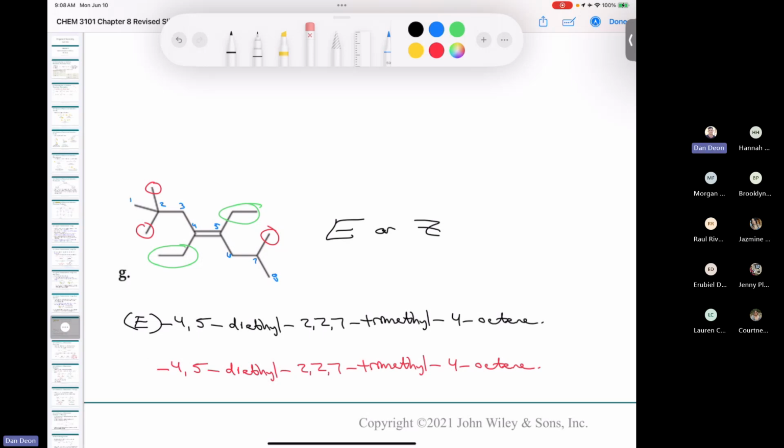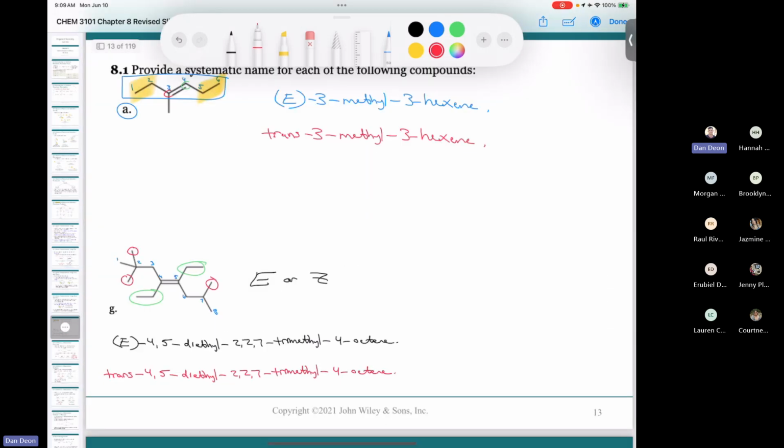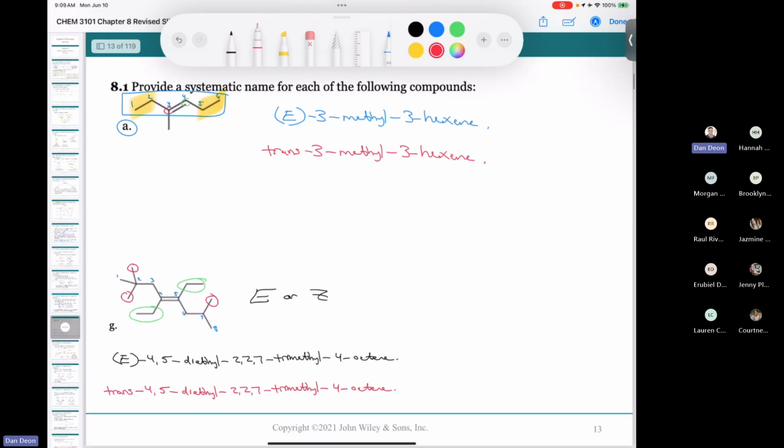Yeah, thanks, Lauren. Yeah, you could totally call this a trans compound. Why could you call this a trans compound? Because of the 2 ethyl groups, right? Those are identical and they're on opposite sides of the double bond. And so either one is fine. So you could call it E-4,5-diethyl-2,2,7-trimethyl-4-octene, or you could call it a trans compound as well. Both are totally fine. There you go. So a little bit about alkene nomenclature.